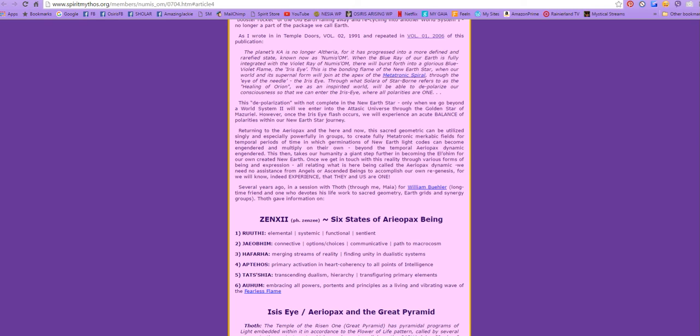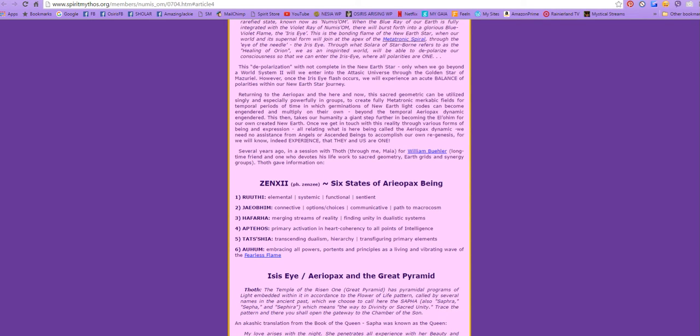The first one, I'm not going to try to pronounce it: elemental, systemic, functional, sentient. The next one: connective, options, choices, communicative, path to macrocosm. Three is merging streams of reality, finding unity in dualistic systems. The fourth is primary activation in heart coherency to all points of intelligence. The fifth is transcending dualism, hierarchy, and transfiguring primary elements. And the last, the sixth, is embracing all powers, portents, and principles as a living and vibrating wave of the fearless flame.